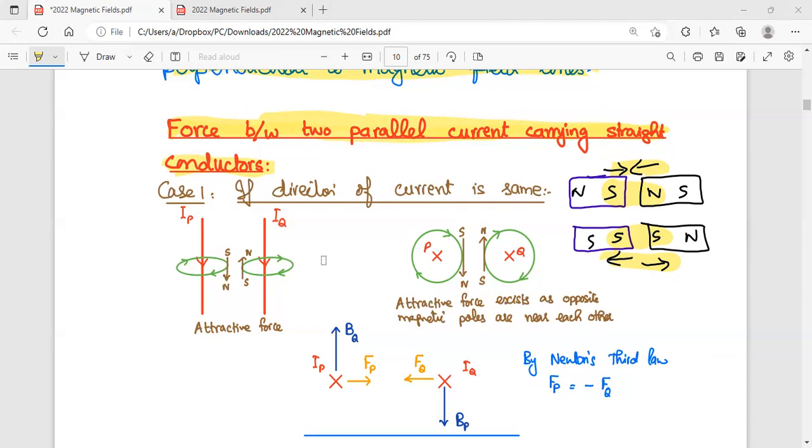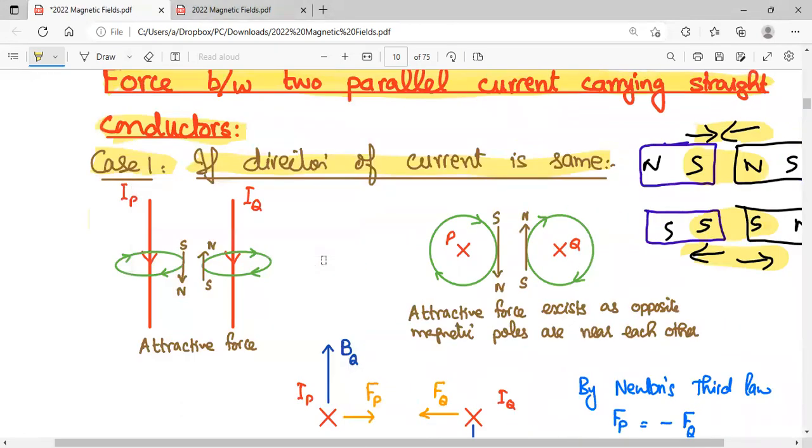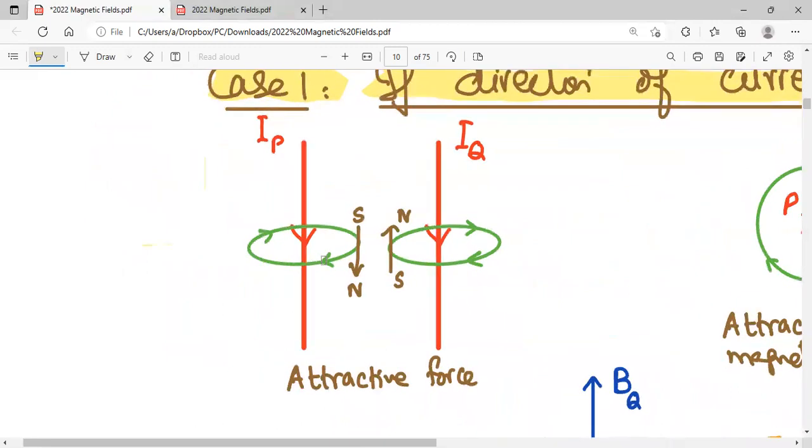and this will cause a force to act on both the wires. So let's say in case one, we have two wires in which current is flowing in the same direction. Just focus on this image. These are the two wires with currents IP and IQ, like P and Q are the wires in which current is flowing in the downward direction. As current is flowing downward, the first thing that you do is plot the direction of the magnetic field around them.